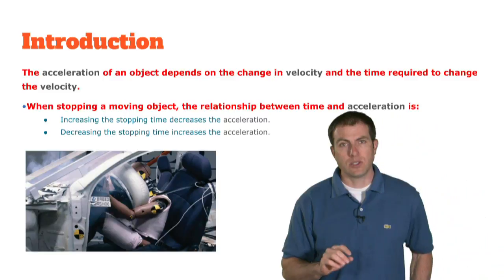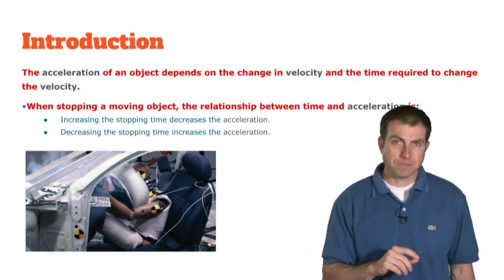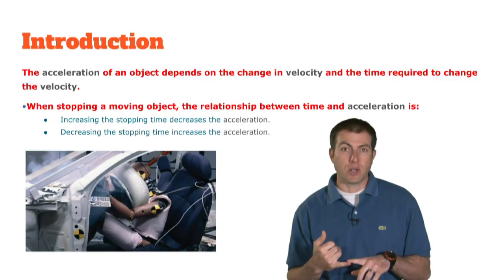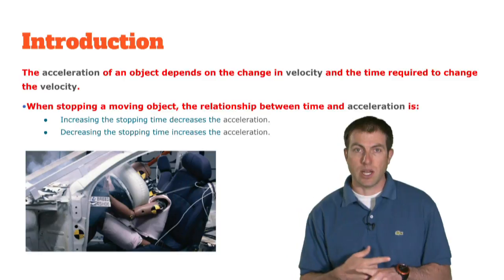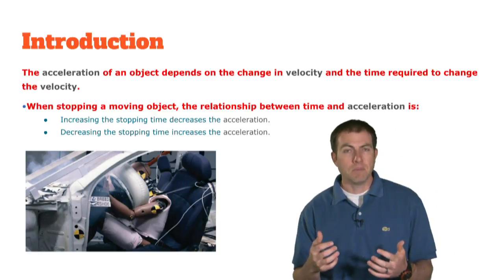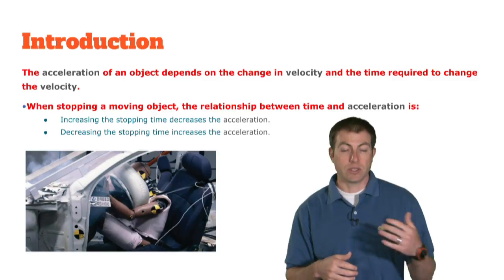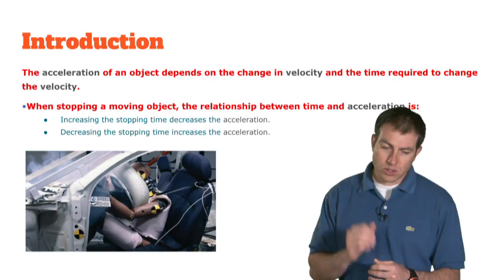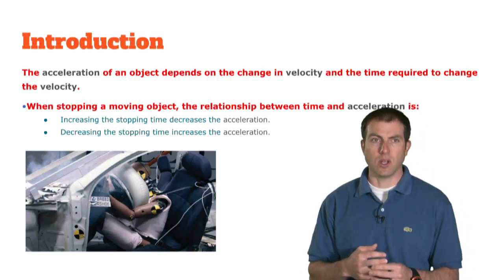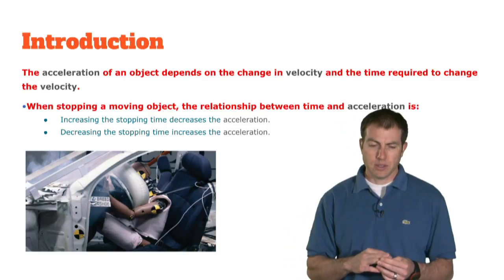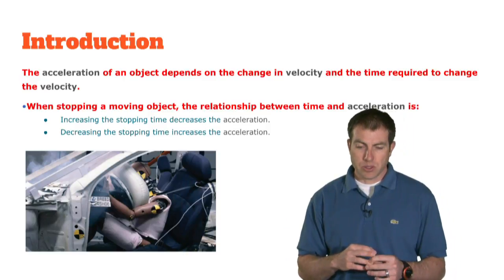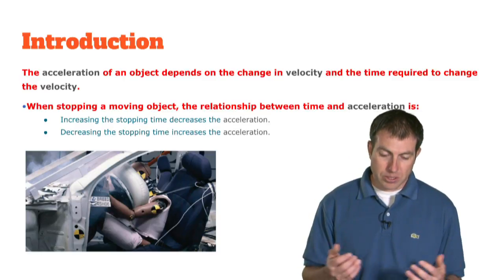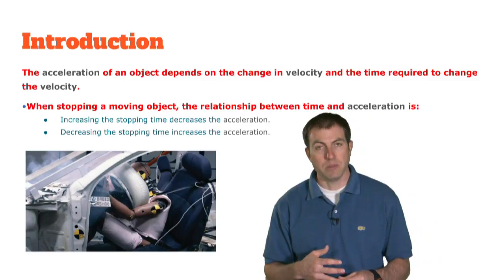So the challenge for you guys as students is when you see a graph on a test, or on a final exam, you need to be able to identify what type of graph you're looking at. Because a velocity time graph is going to have a different meaning than a position time graph or an acceleration time graph, which aren't quite as common. So we know this already. The acceleration of an object depends on the change in velocity and the time required. And when stopping a moving object, increasing the stopping time decreases the acceleration, and decreasing the stopping time increases the acceleration.